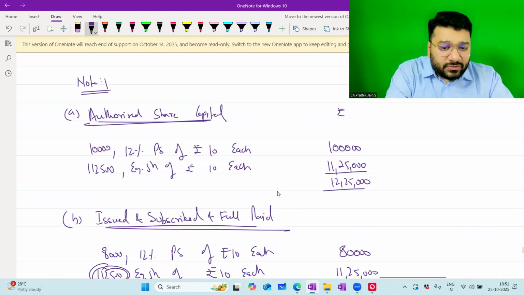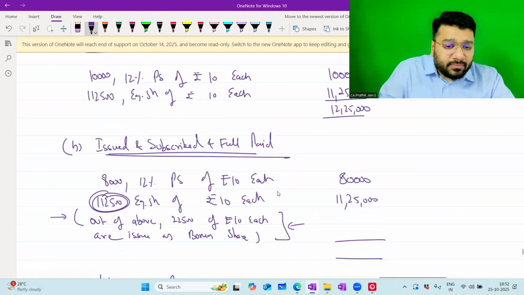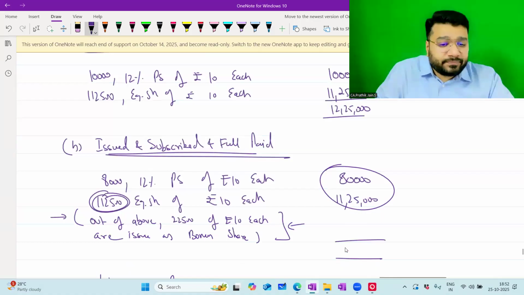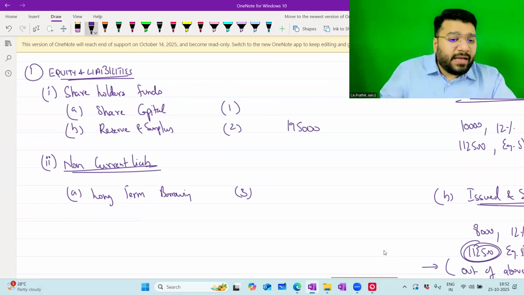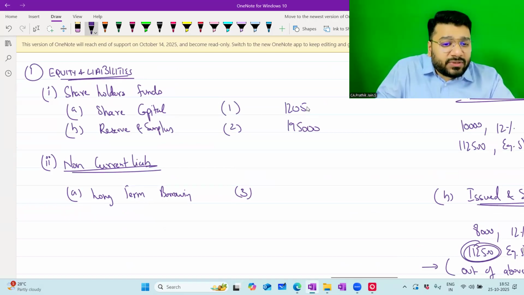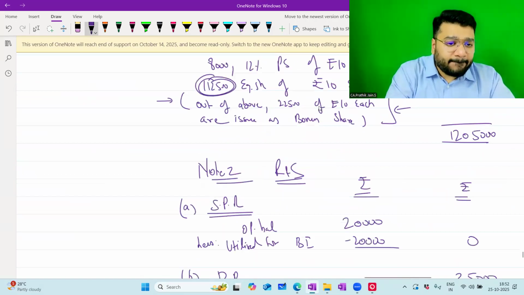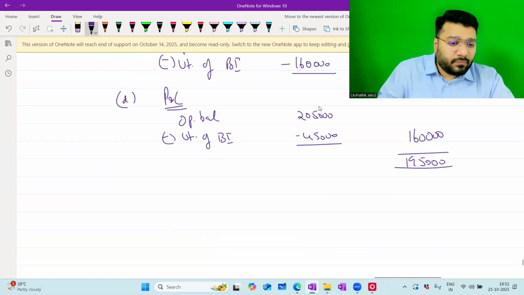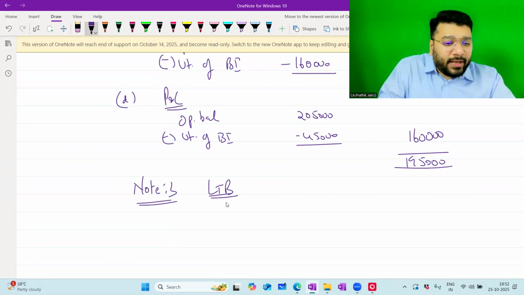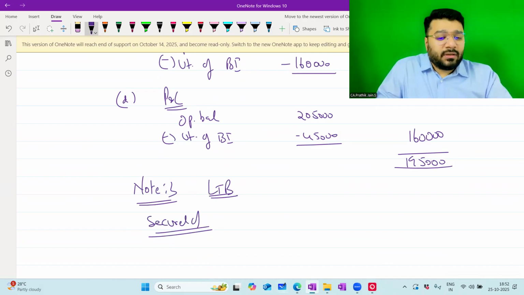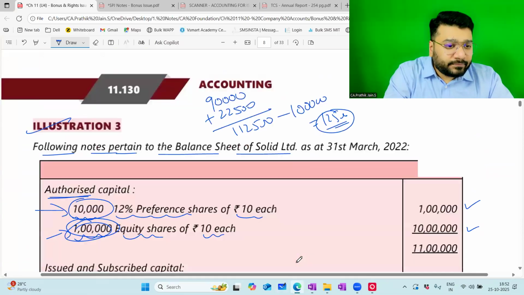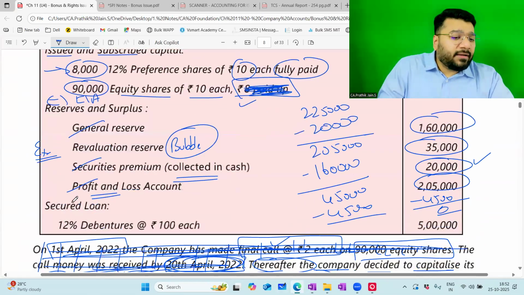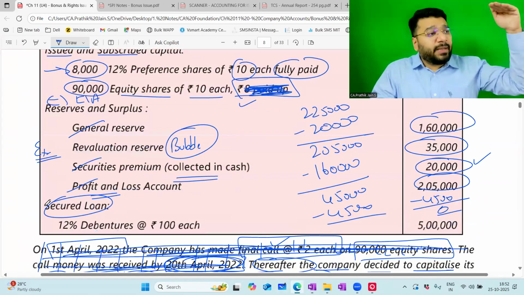Capital total is how much? Issued, subscribed, fully paid up. Total of this is how much? 12,05,000. Put it in the main face of the balance sheet. Then note 3. Long-term borrowing. In that, secured and unsecured. Is it secured? Secured is there. So here the classification is secured separately, unsecured separately.